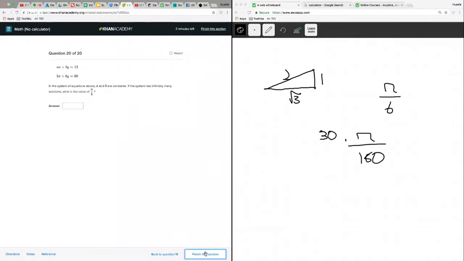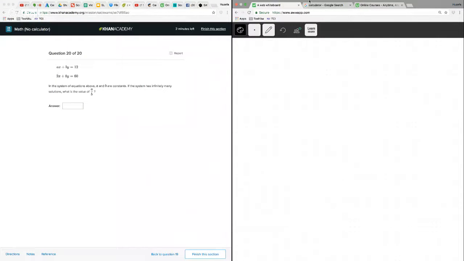Two minutes left. Here we go. Hope this isn't too bad. AX, what time is it? 7:13. AX plus BY equals 12, 2X plus AY equals 60. And the system of equations, A and B are constants. It has infinitely many solutions. That's the key right there. It means these two are equivalent.